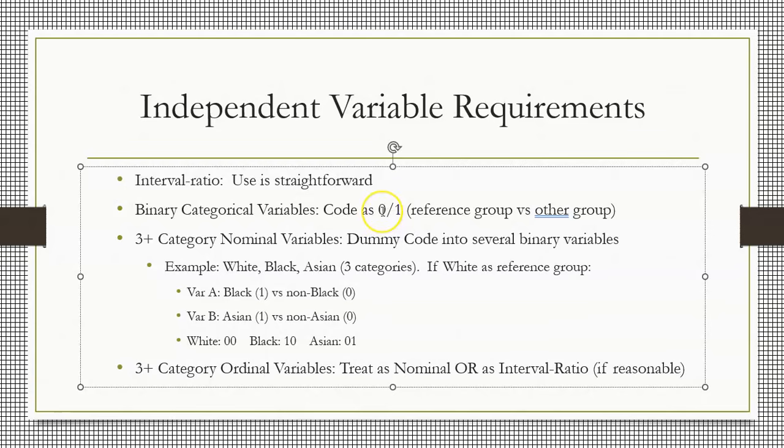So if you're thinking in terms of something like male versus female, what you're going to get out if you put the males as 0 and the females as 1 is a partial slope that tells you the females are this much different than the males, or this much higher or lower than the males. And that's how you'll interpret that partial slope right there, okay?